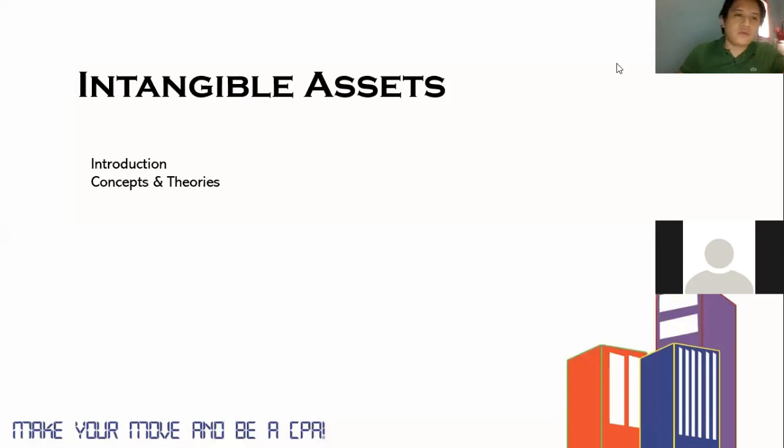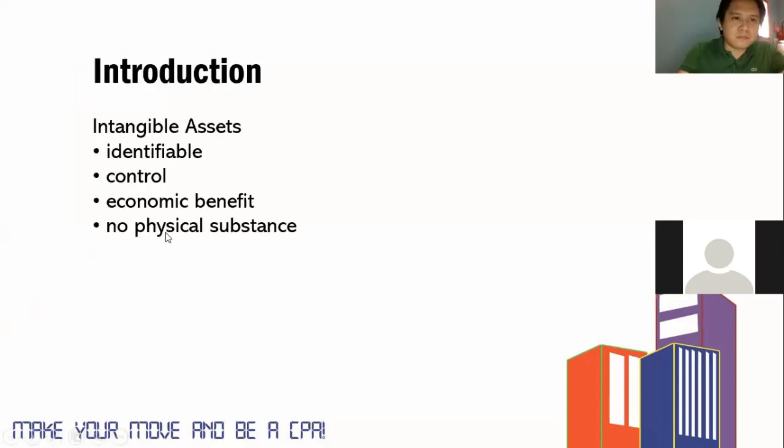Okay. So first off, intangible assets. Let's look at this. So what are intangible assets? These should be identifiable assets. The entity should have control and the entity should expect future economic benefits.